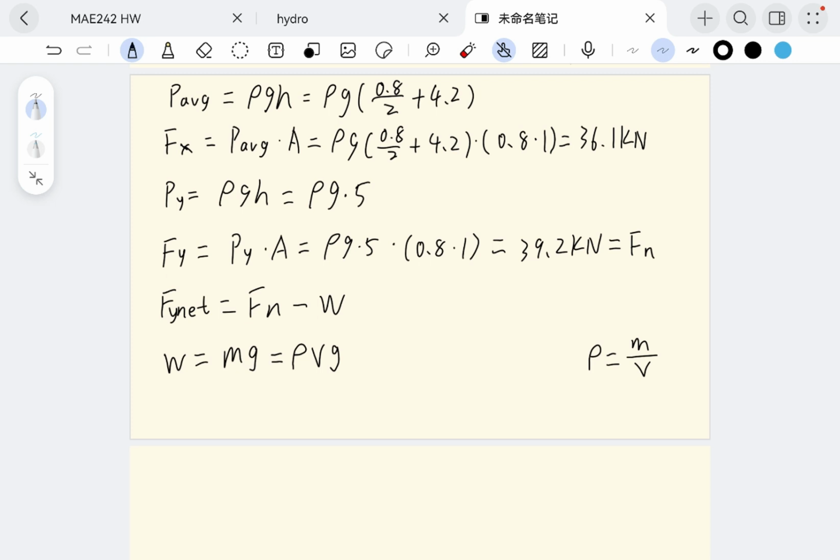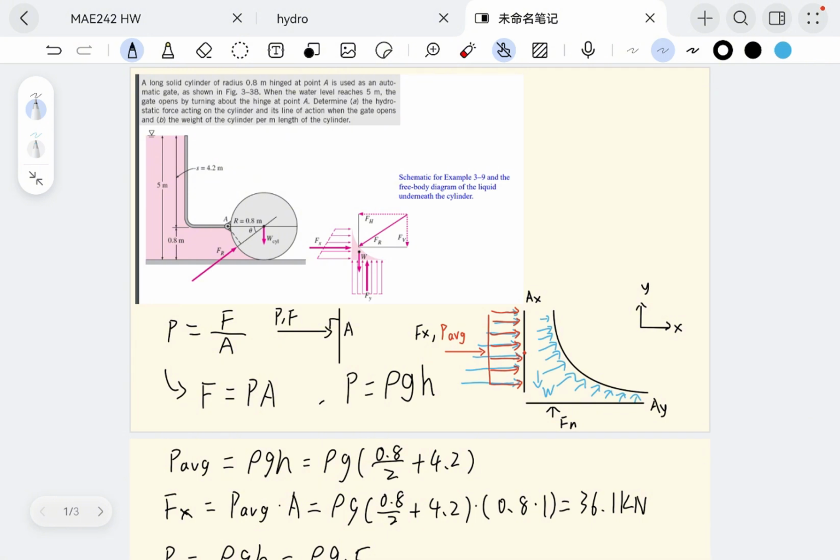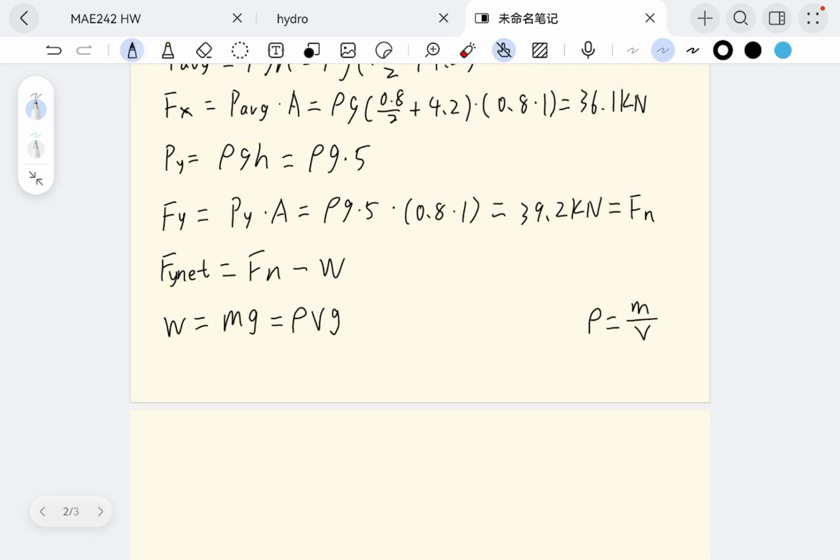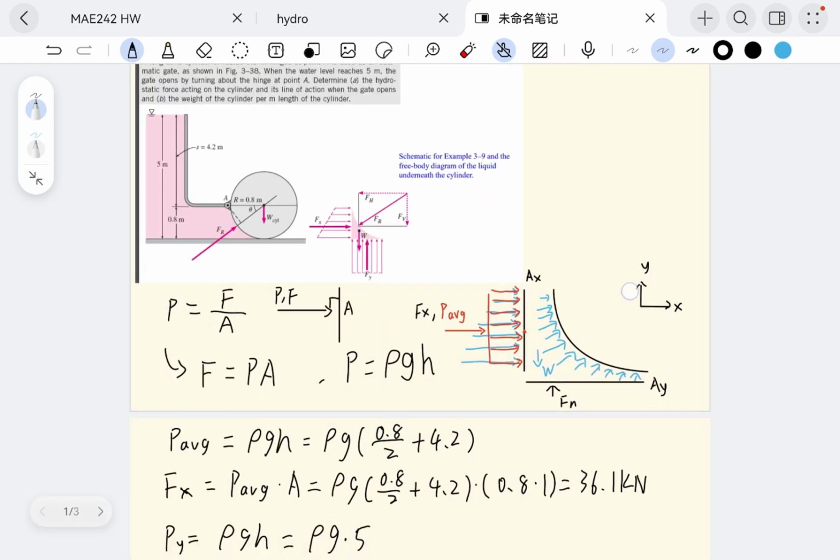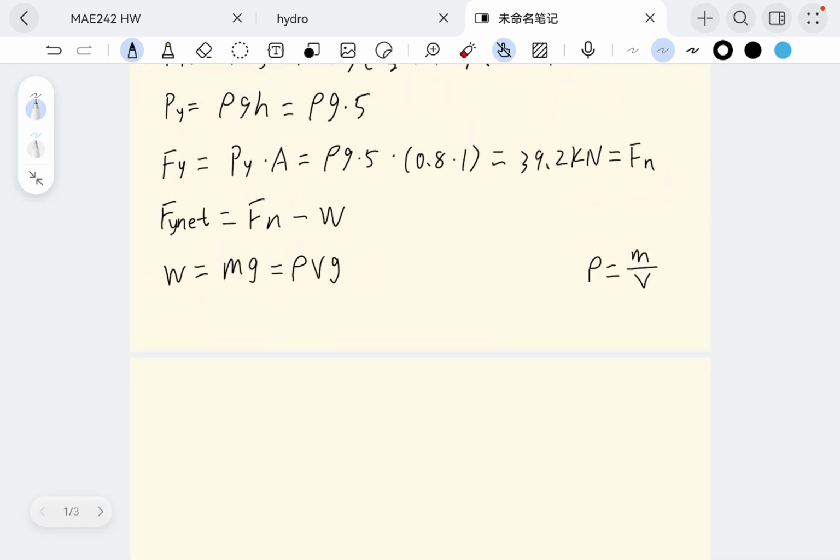So what is the volume of this area? Still, we could use superposition. We can make it a square minus the quarter circle. So we have the area of the water times 1 meter into the page. We will be able to find the volume of it.